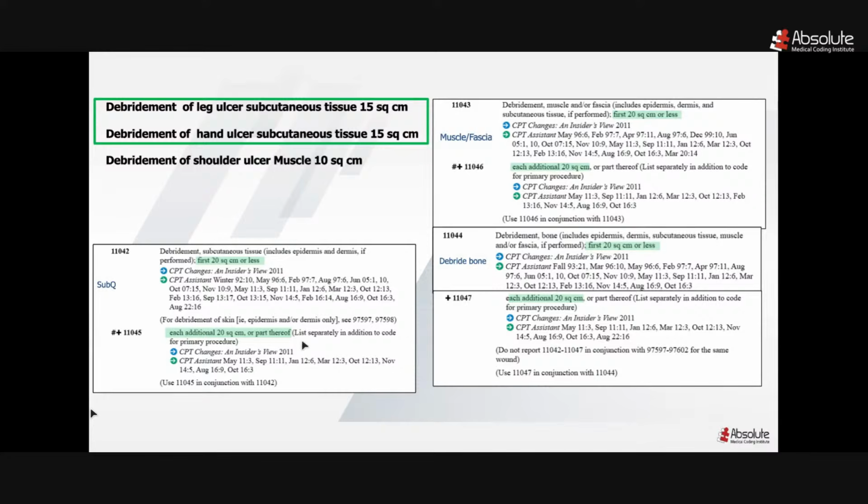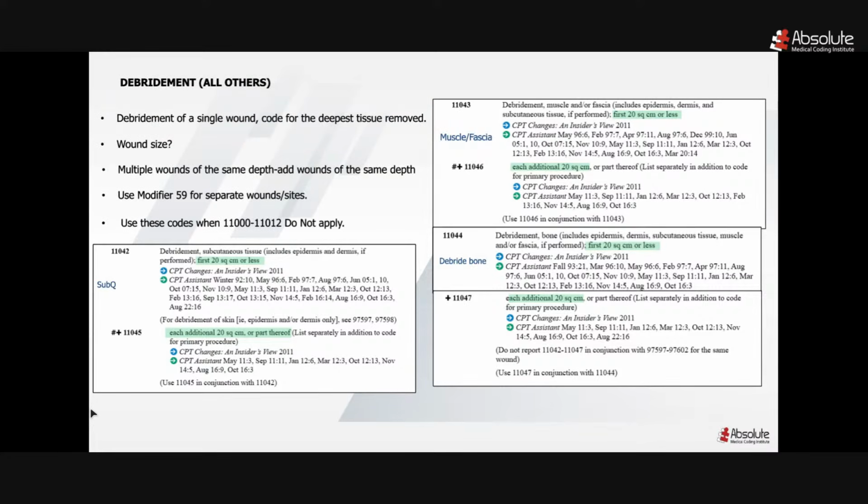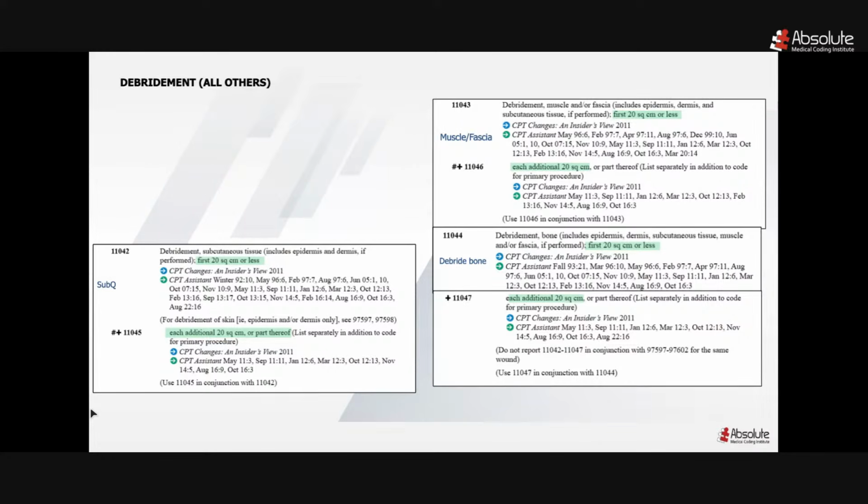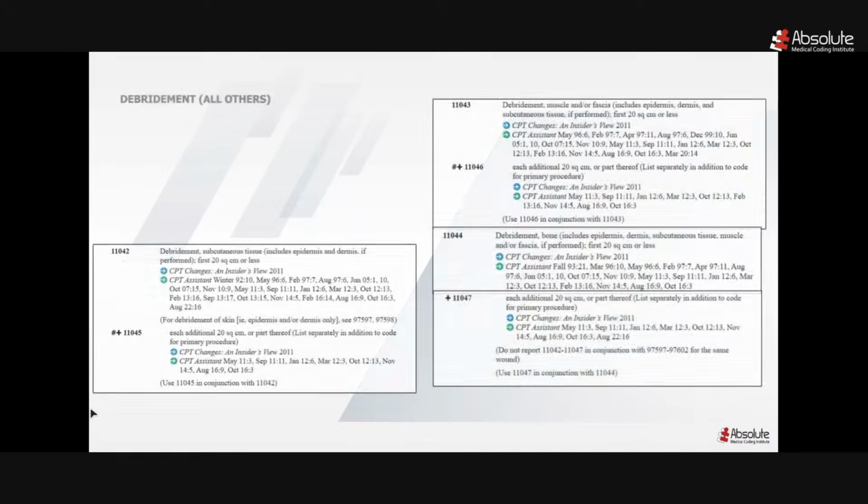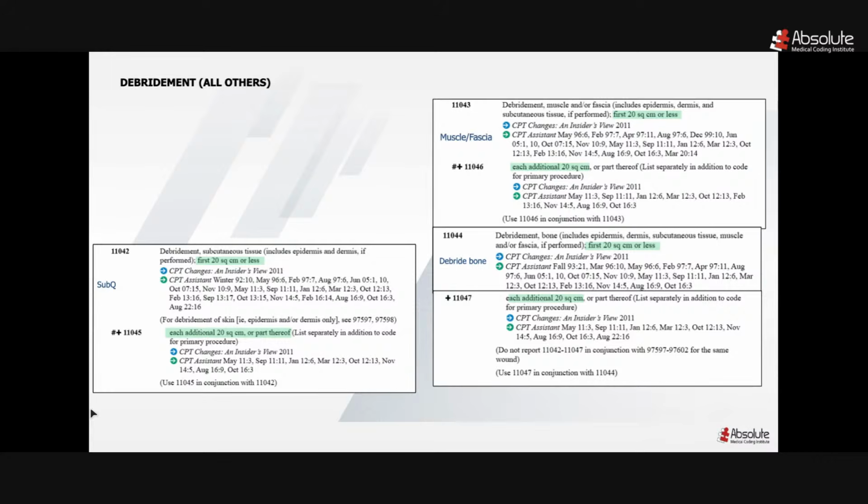Now that we have covered the trauma related debridements, let's move on to the other debridement codes. So these code sets range from 11042 through 11047. And these are your general wound debridement codes, while the ones which we just covered are more specific to the trauma or the necrotic tissue or the infected cases. Okay, now these are the general ones.